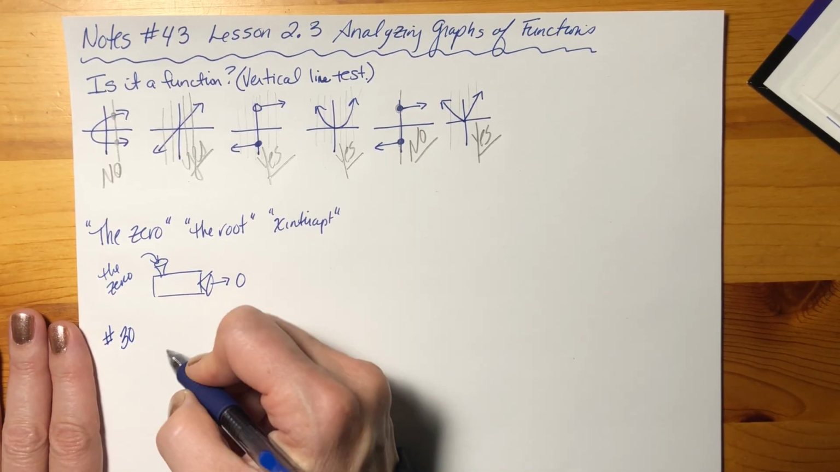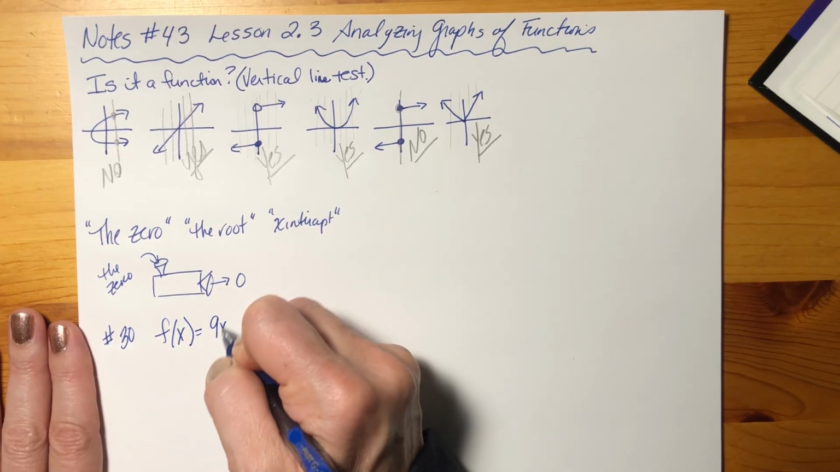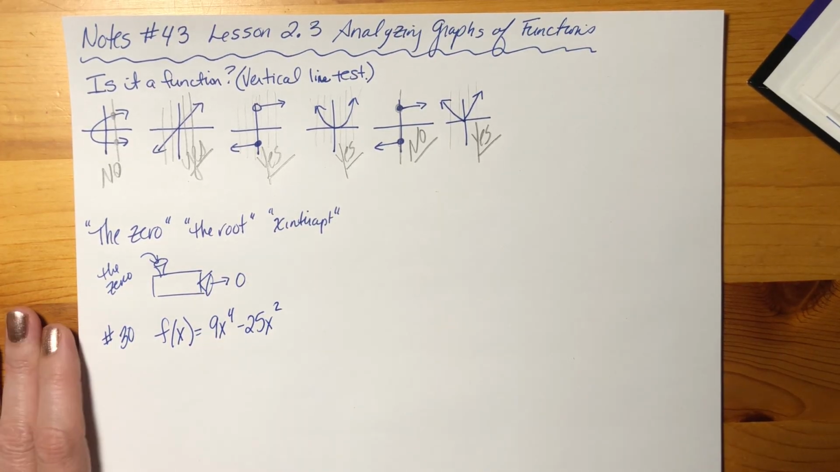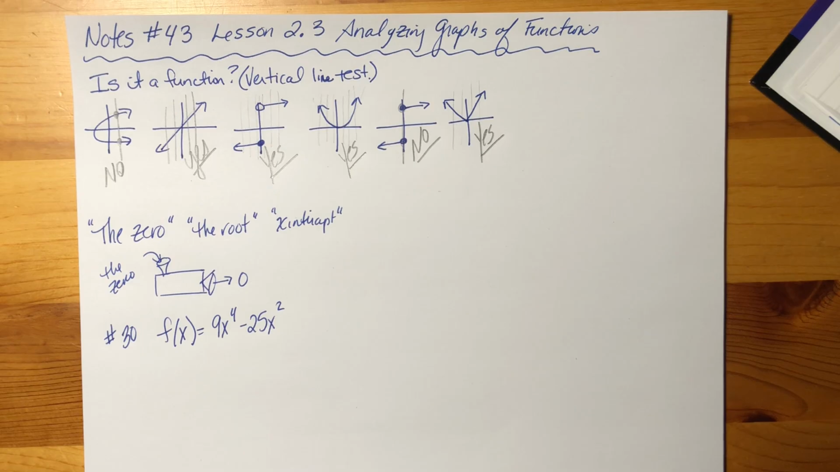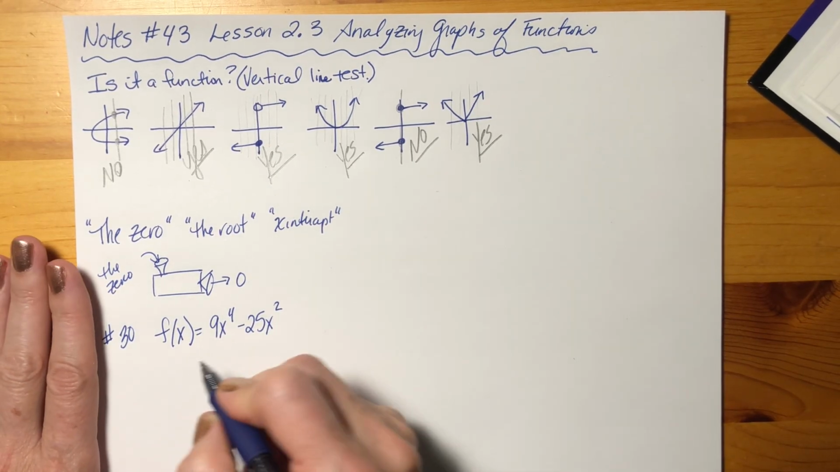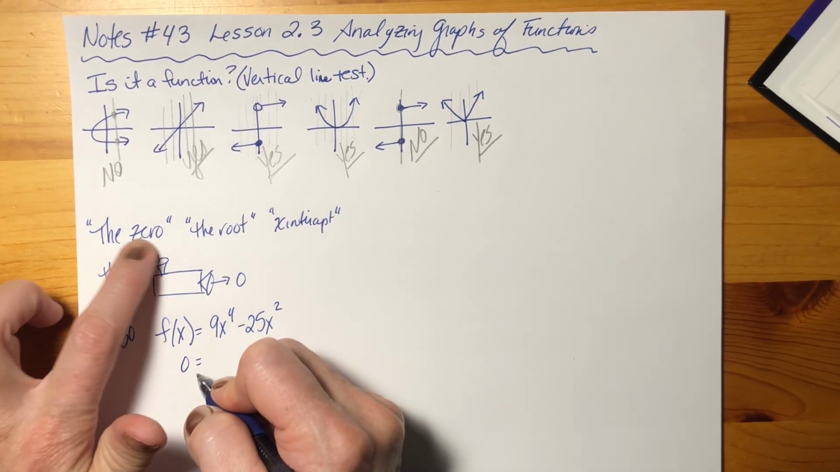So we want you in number 30 from your textbook. We've got f of x is equal to 9x to the fourth minus 25x squared. You know how I love those factoring questions, don't you? Okay, so we want to figure out where this graph is going to cross the x-axis. So straight up, I'm going to set the whole thing equal to zero because I'm finding the zero.